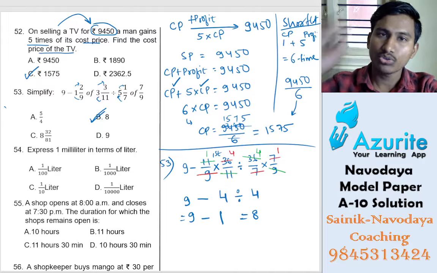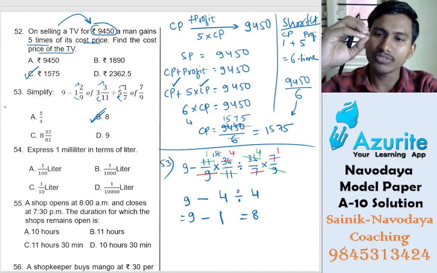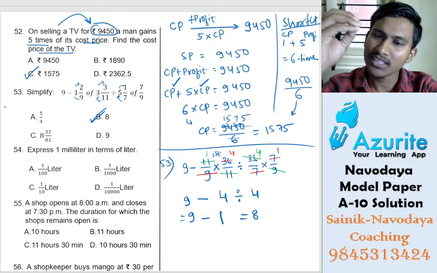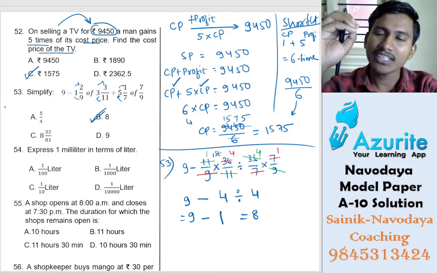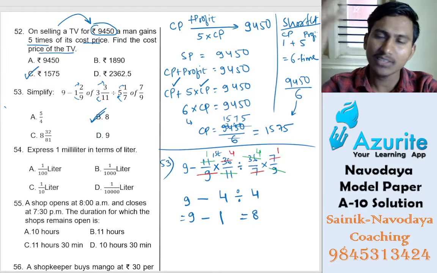Okay? So don't be confused. Try to do it. First you have to solve the 'of'. Then if you simplify it, if it comes in fraction or something, then that is different. But it is very easy, right?